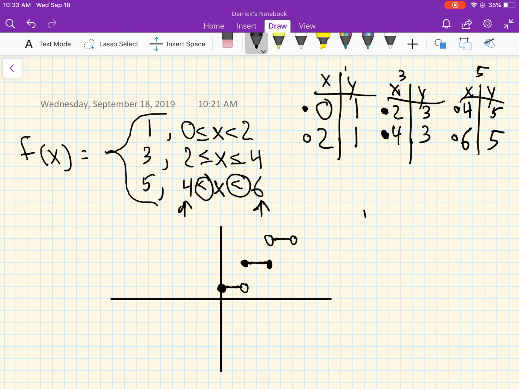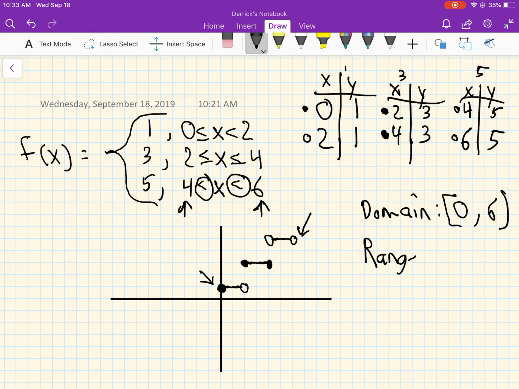Just a side note, if you're looking for domain and range stuff, your domain, remember, is the x values. So if you're trying to do the domain, then we're looking at how far to the left and how far to the right does this graph go. Well, the leftmost point would be right here at 0. It's a closed dot, so it'd be a bracket. The rightmost point would be right here at 6. That's an open dot, so it's a parentheses.